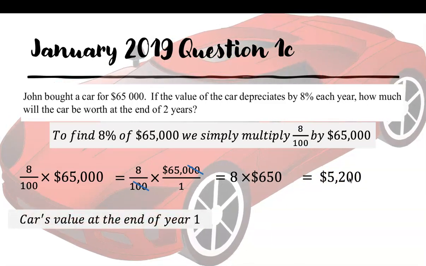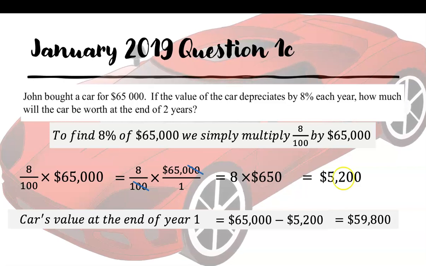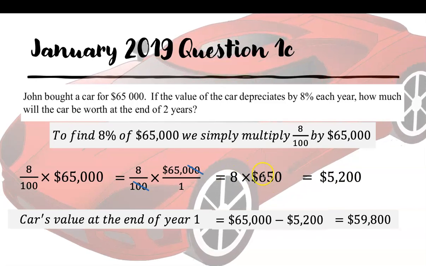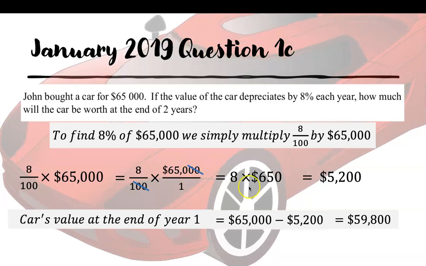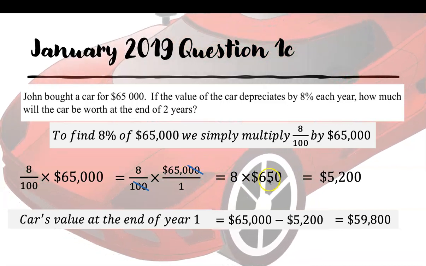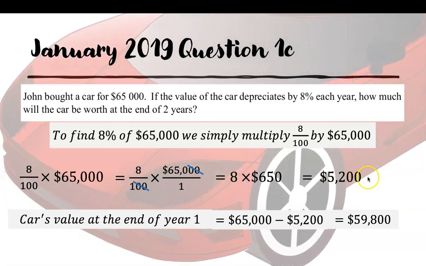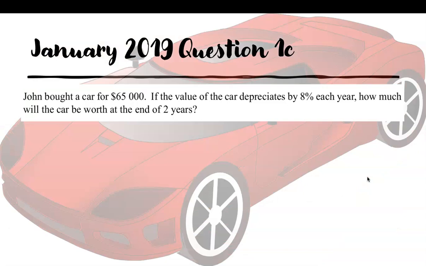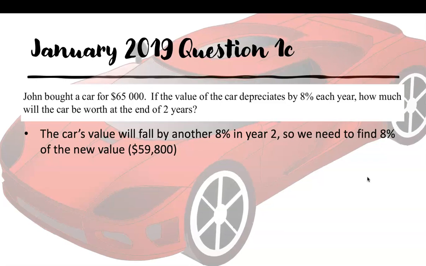Right? So the car's value at the end of the first year will be 65,000 minus the 5,200, which gives us 59,800. Right? So technically we are saying each of the $100 bills in the 65,000 is losing $8. So 8 times the 650 $100 bills gives us a total of $5,200 lost in value. Alright, let's go further, because it's 2 years. So the car's value will fall by another 8% in the second year.